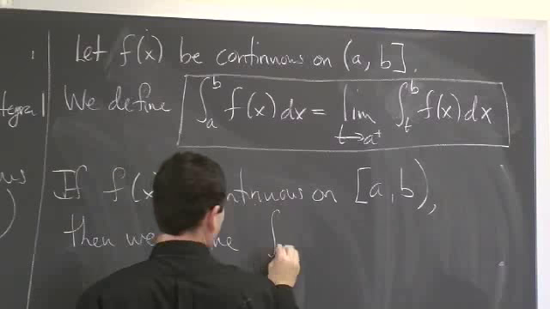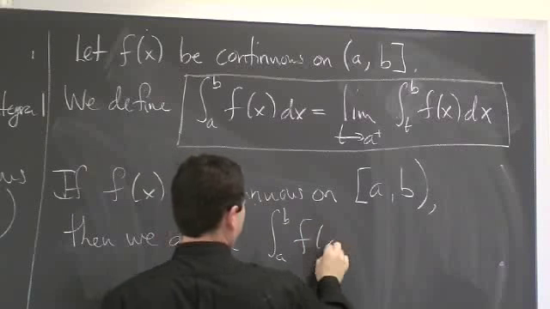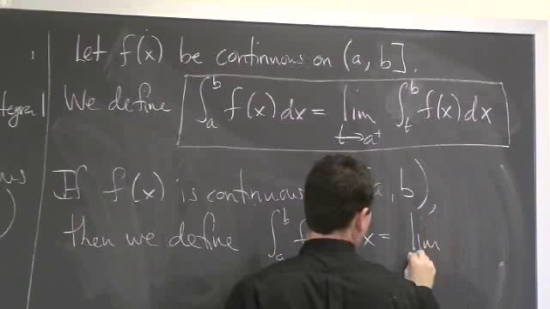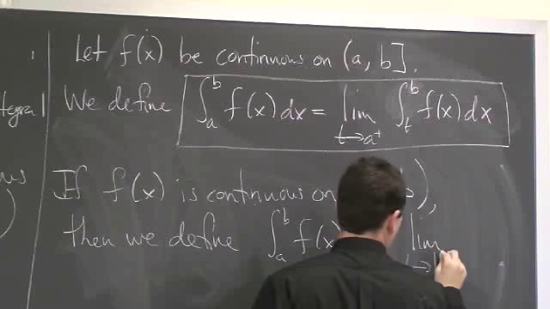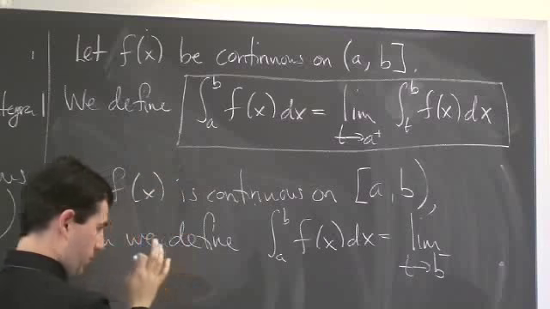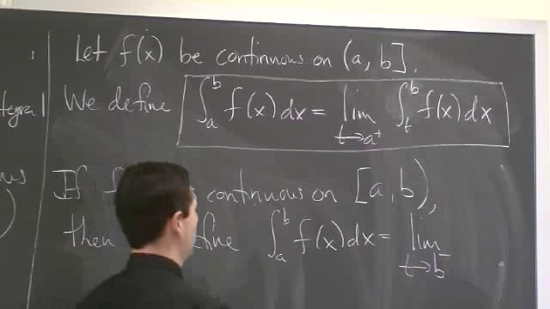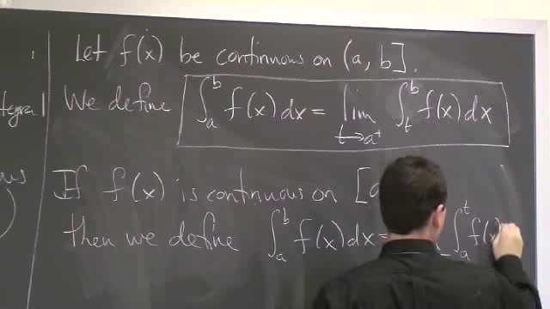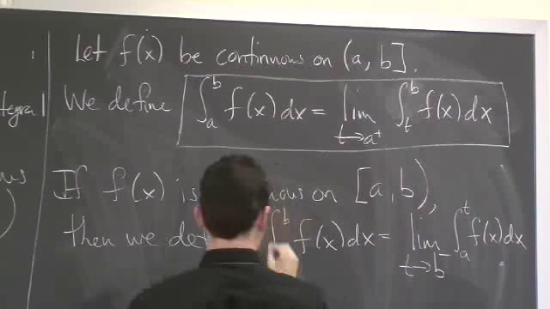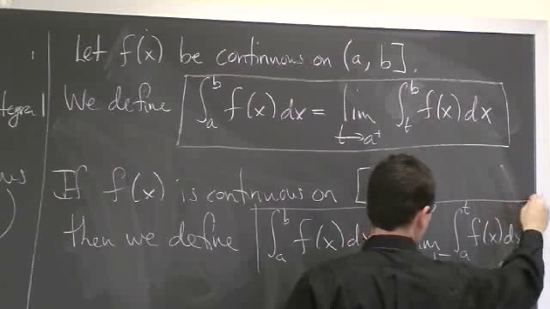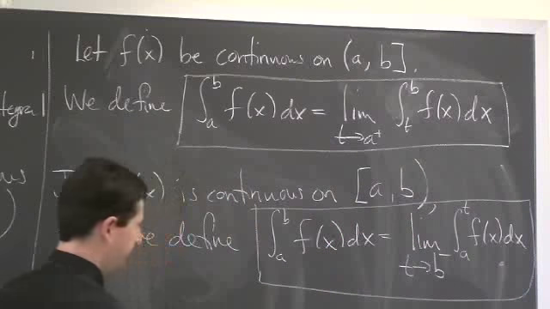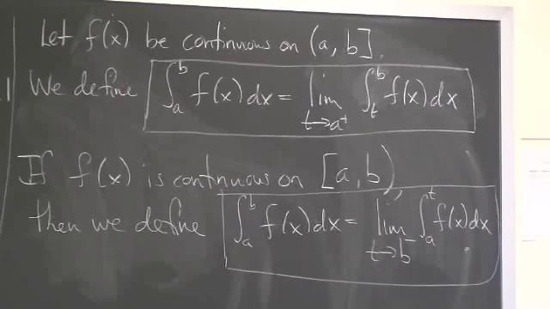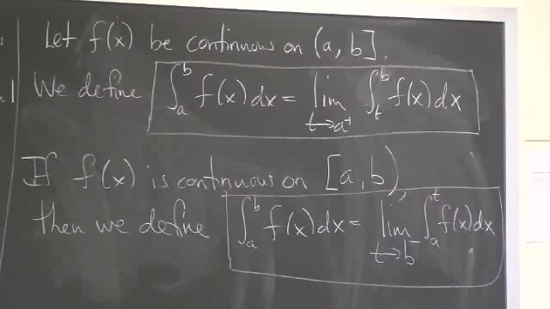Then we can define the integral again from a to b of f of x to be, well, now the limit should be as t approaches b, and not from the right, but from the left, right? Because it's approaching it from below. The integral from a to t of f of x dx. Okay, so that's our second one.